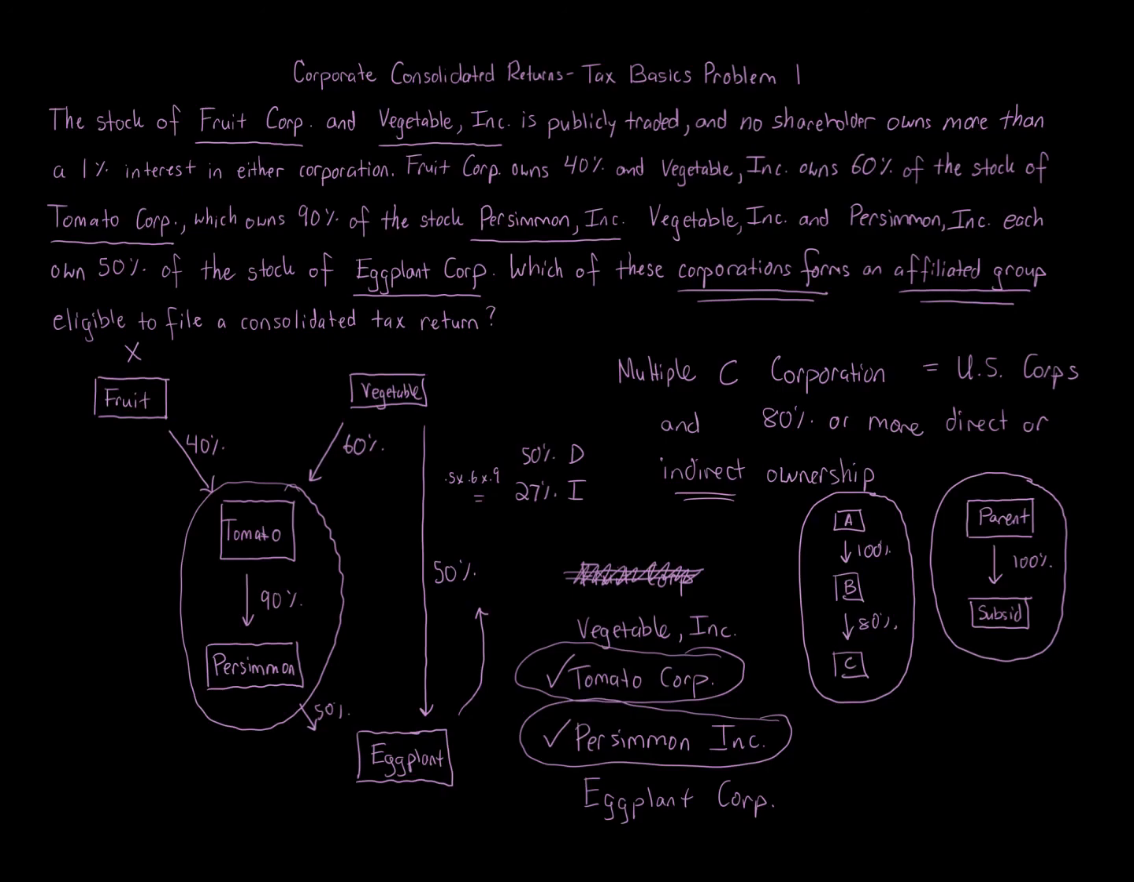So that means that vegetable is not going to qualify, so we can cross out vegetable. And then eggplant, unfortunately, does not have any commonality either. That was the last one we considered. So therefore, the only parties here that can get an affiliated group are Tomato Corp and Persimmon Inc., and that's it. So I have additional problems on this, but really, again, the main thing to focus on is that 80% or more direct or indirect ownership. I really focus on the direct ownership, U.S. corporations. Make sure you review that.